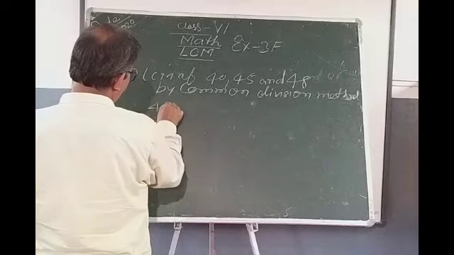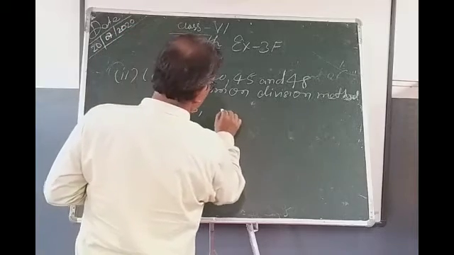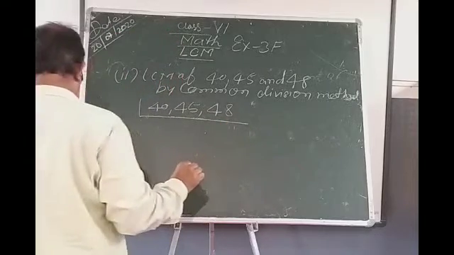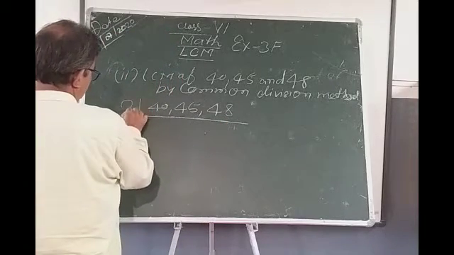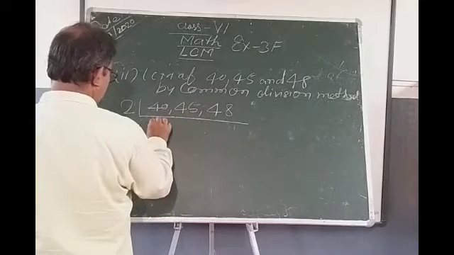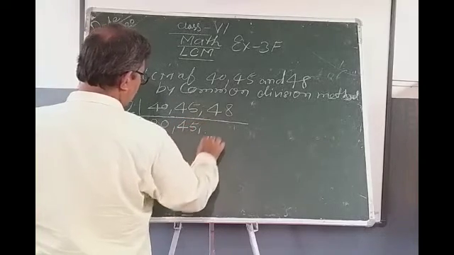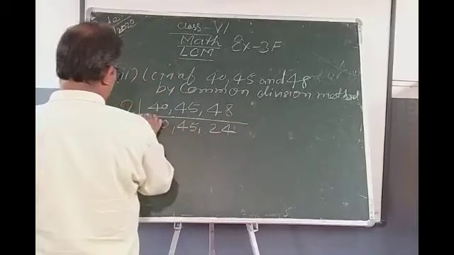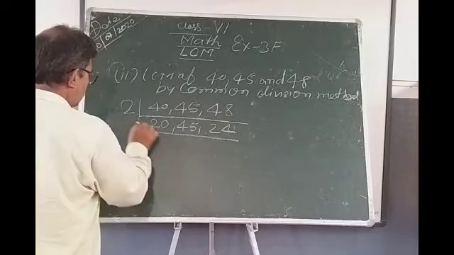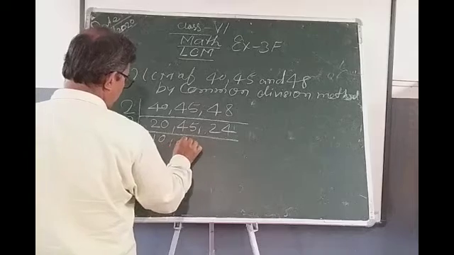Given numbers are 40, 45, 48. First put them with commas, and take the lowest number by which at least two numbers will be divisible. 20 and 24 are divisible, 45 as it is, because it is not divisible. So common prime number 2. 2 20s are 40, 2 24s are 48.